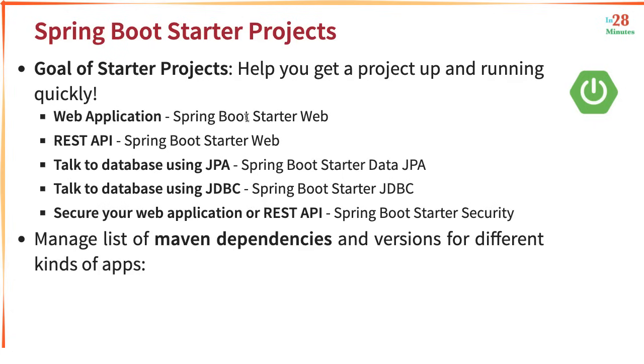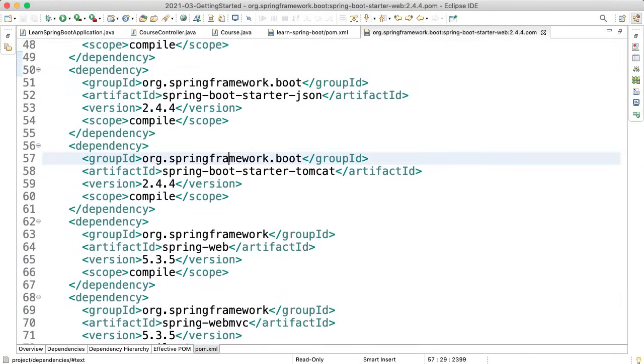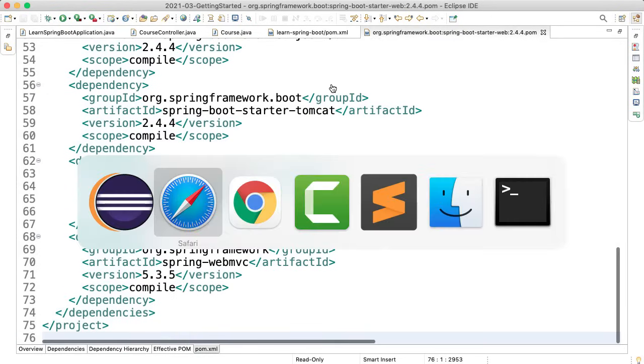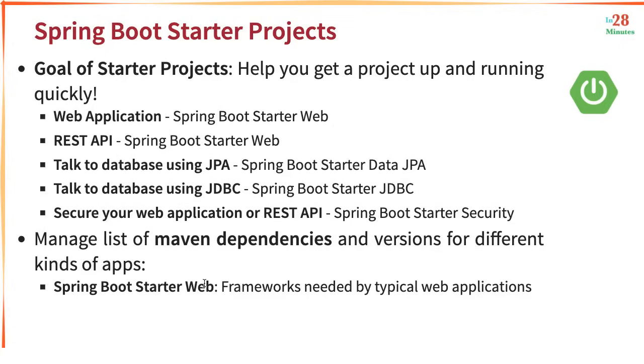As we saw in Spring Boot Starter Web, each starter manages a list of Maven dependencies and the versions for different kinds of applications. We saw the example for web application, which is Spring Boot Starter Web. You can see a list of dependencies and their versions. All these are automatically managed by the Spring Boot Starter Web. So Spring Boot Starter Web contains the frameworks which are typically needed by your web applications. So Spring Web MVC, Spring Web, Spring Boot Starter Tomcat, or Spring Boot Starter JSON.